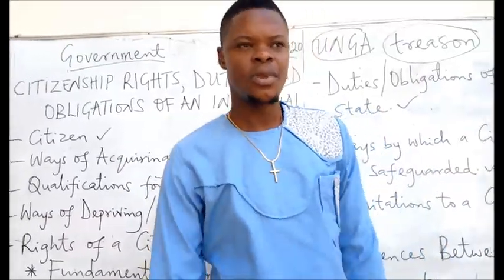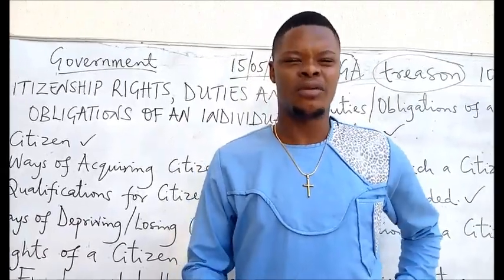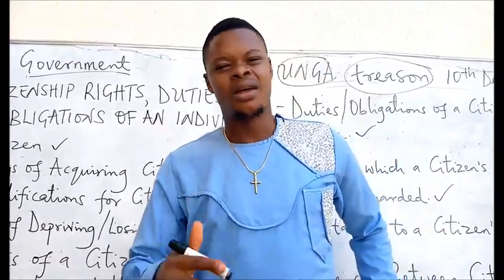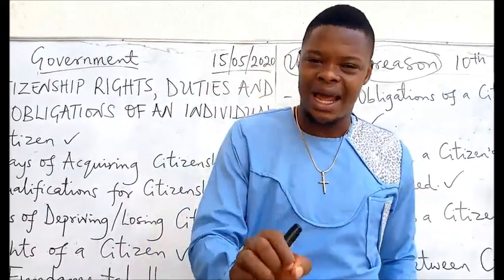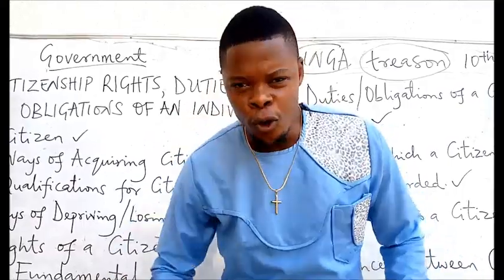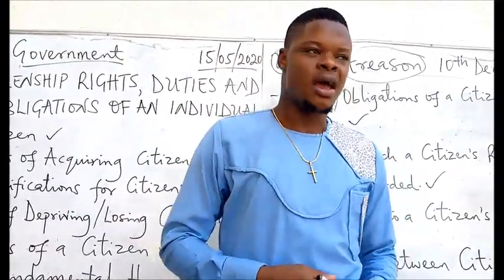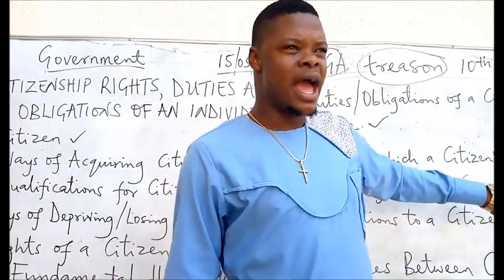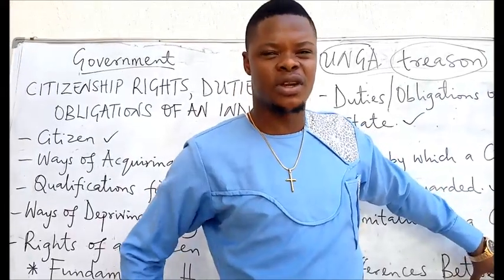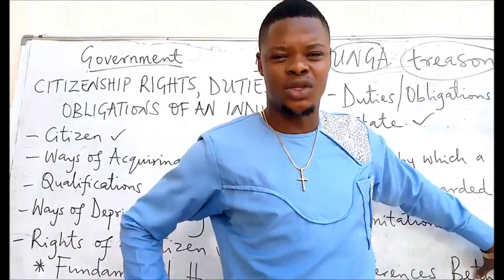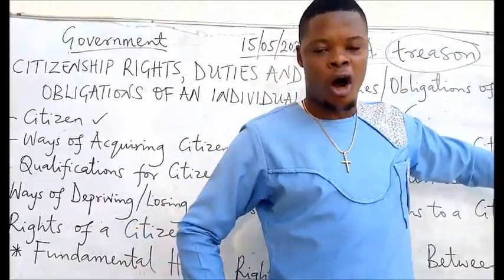Democracy. Because most systems of government in the world, most of them in one way or the other, limit the rights of a citizen. It's only democracy that can guarantee the full respect of the rights of an individual. Then the fourth point is entrenchment. So the fundamental human rights of an individual in a state must be entrenched in the constitution of that state.